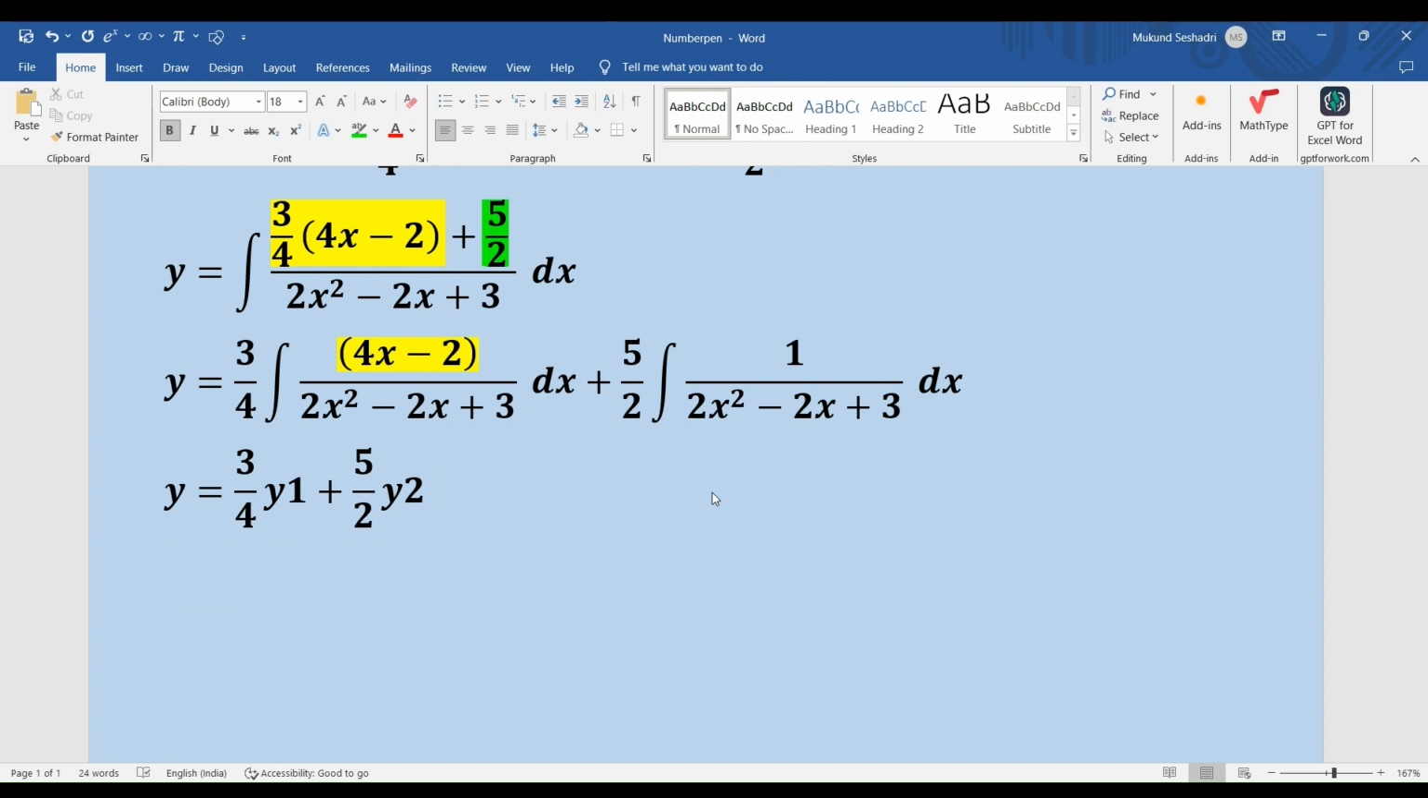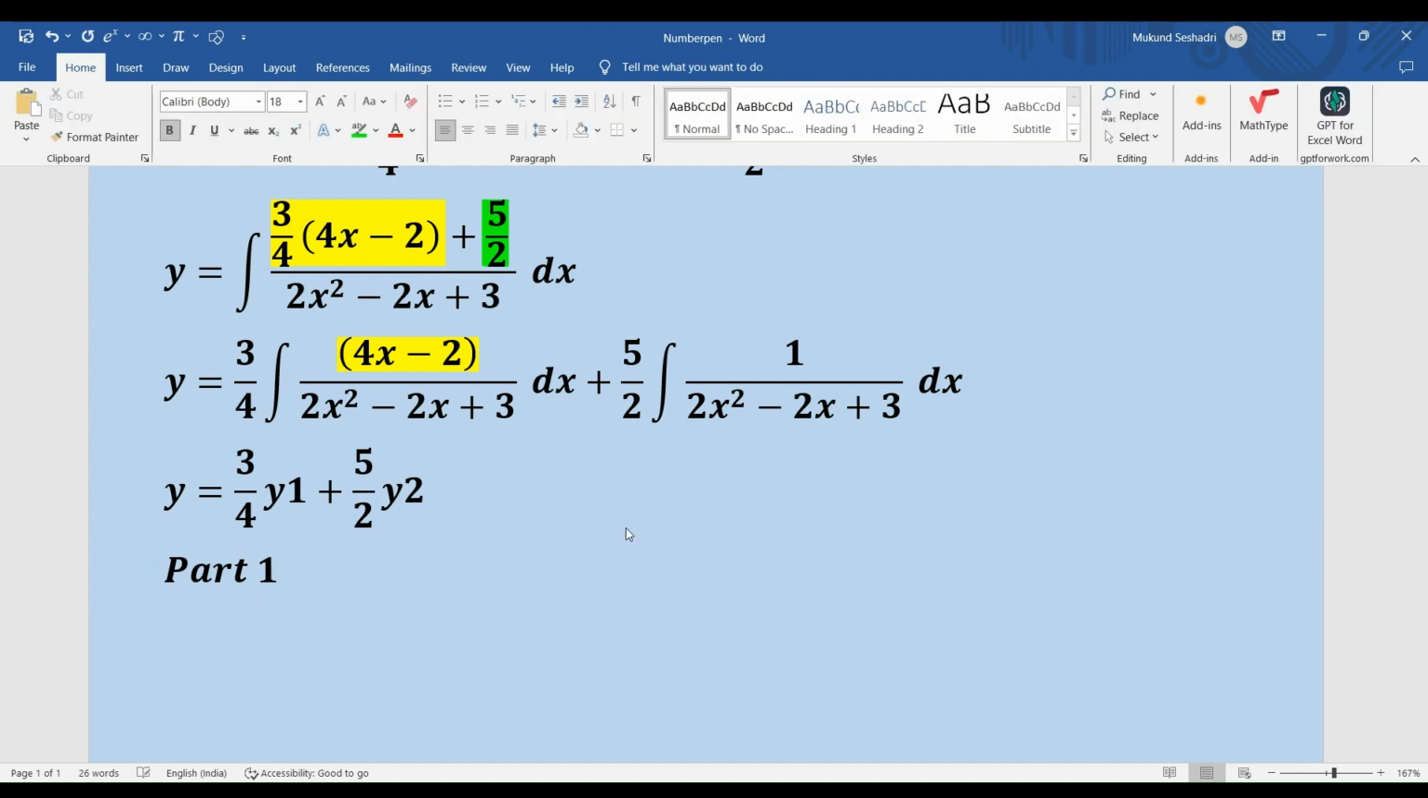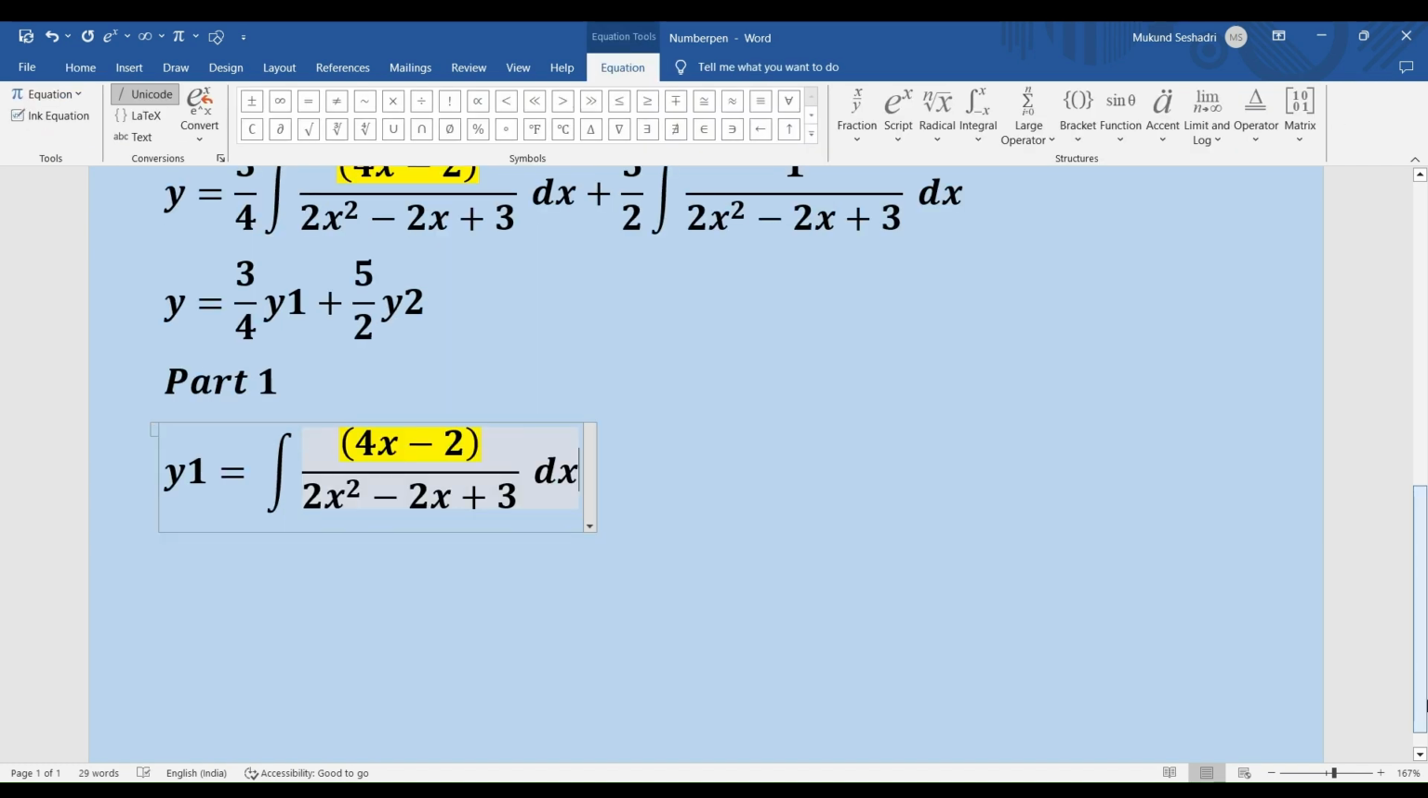I'm going to treat y1 now. Let's call it part 1. And my y1 is, let me copy my y1. So this is my y1, and I notice that I have a term integral of f dashed of x divided by f of x times dx, right? Why is it f dashed of x divided by f of x times dx? Because d by dx of 2x square minus 2x plus 3 is nothing but 4x minus 2, right?